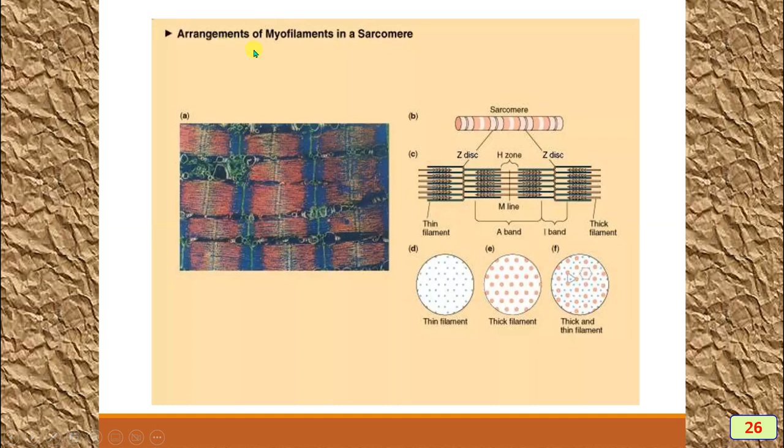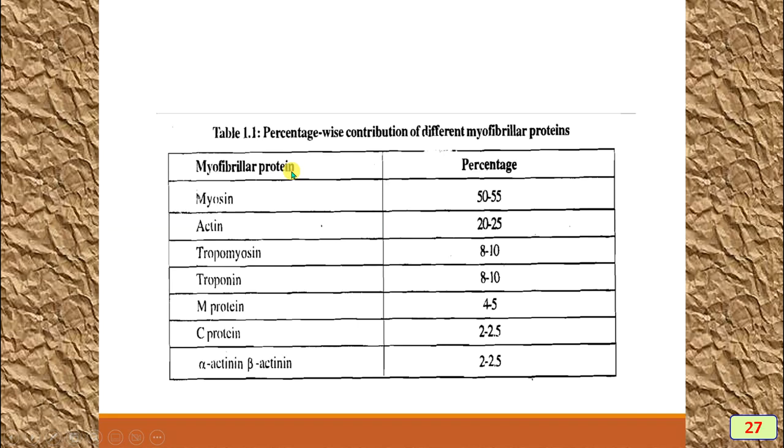Then here you can see the arrangements of myofilaments in a sarcomere, which contains the thin filament, thick filament, and a combination of thin and thick filaments in a sarcomere. Then the percentage-wise contribution of different myofibril proteins: myosin is highest, actin second highest, tropomyosin and troponin are equally contributing, whereas the M protein and C protein are about half of each other.